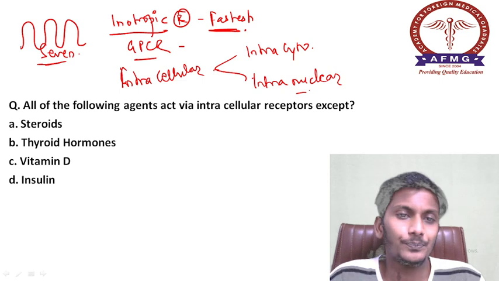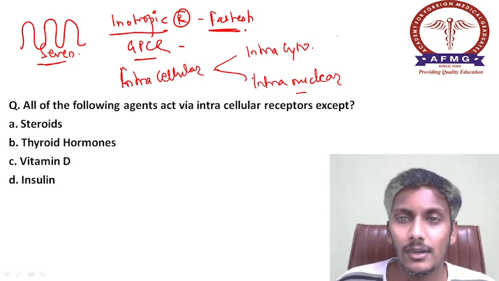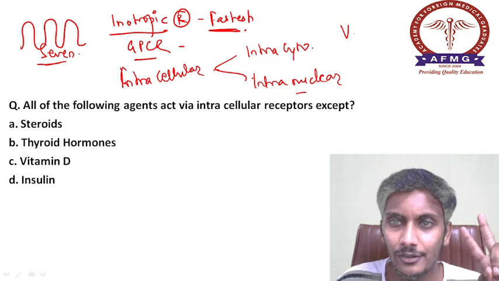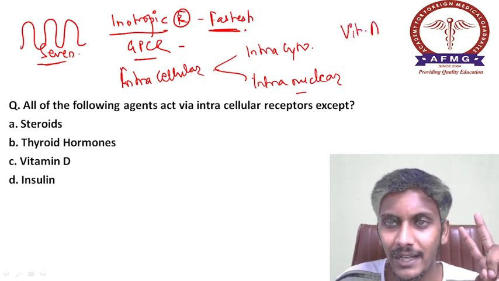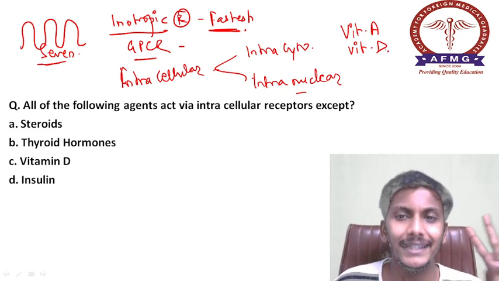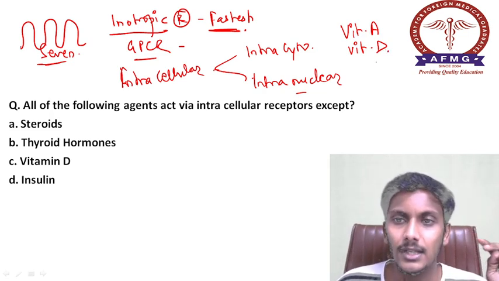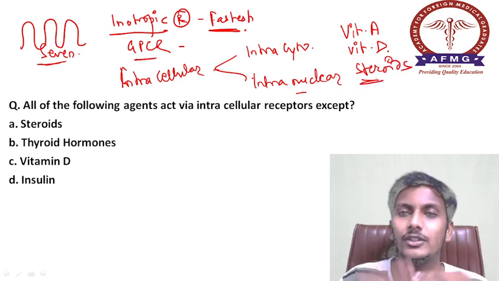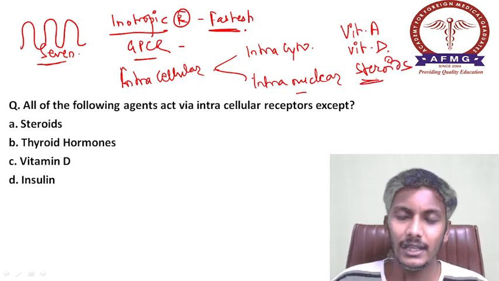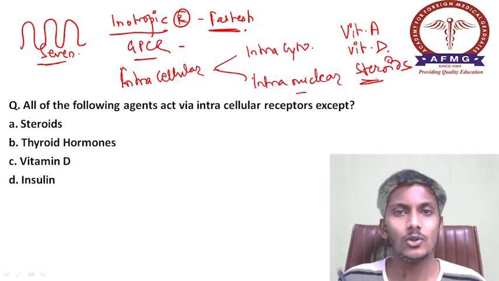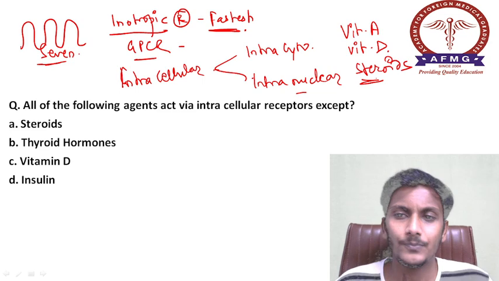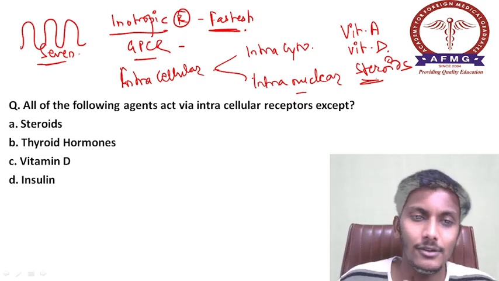So let's see. Okay, so via intracellular receptors, the hormones which act are your, first of all, 2 vitamins, and those are vitamin A and vitamin D. Okay, both of these act via intracellular receptors. Then all the steroids, as we all know, steroids are lipid soluble, therefore they can easily cross the membrane. Okay, they can diffuse easily via the membrane and go and bind to the intracytoplasmic or the intracellular receptors. Okay, therefore steroids act via intracellular receptors.